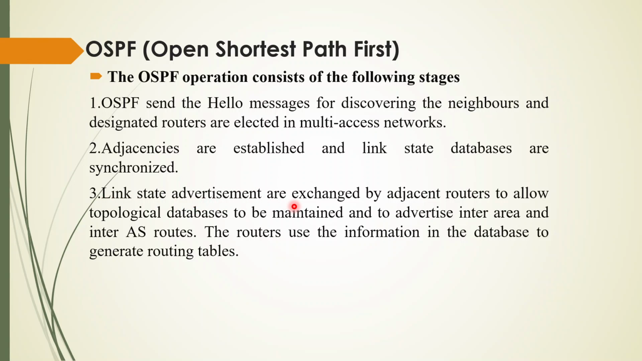Link state advertisements are exchanged by adjacent routers to allow the topological database to be maintained and to advise inter-area and inter-AS routers. The routers use the information in the database to generate the routing table. So the routing table is generated over here. These are the 3 stages of OSPF operation.